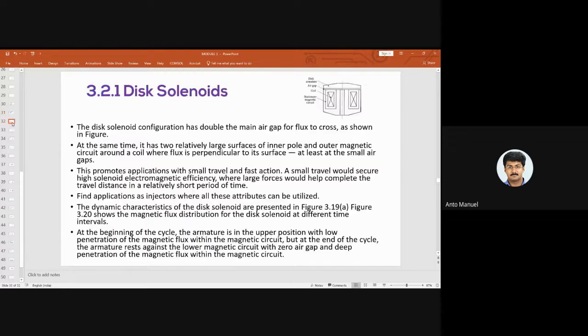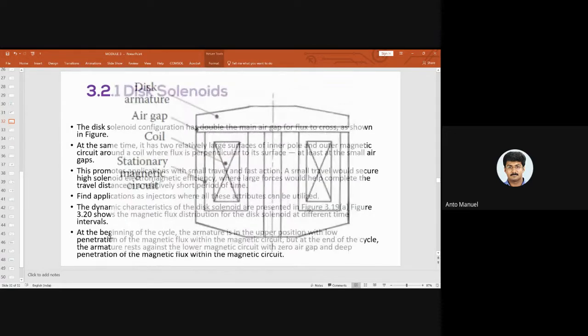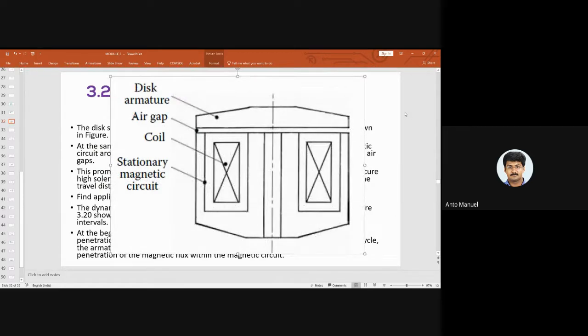Moving to the next slide, the disc solenoid. This is the structure of the disc solenoid. It consists of a disc armature, a coil, and a stationary magnetic circuit, and the armature and the stationary magnetic circuit are separated by an air gap. This air gap is required for the movement of the disc armature in a proper way.